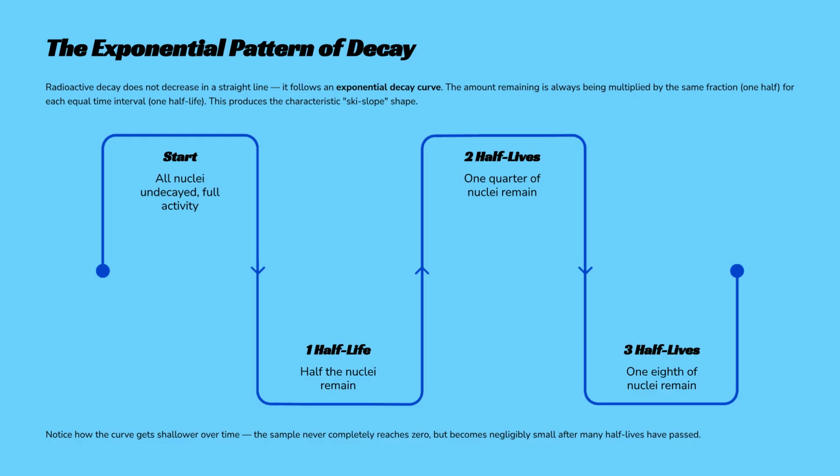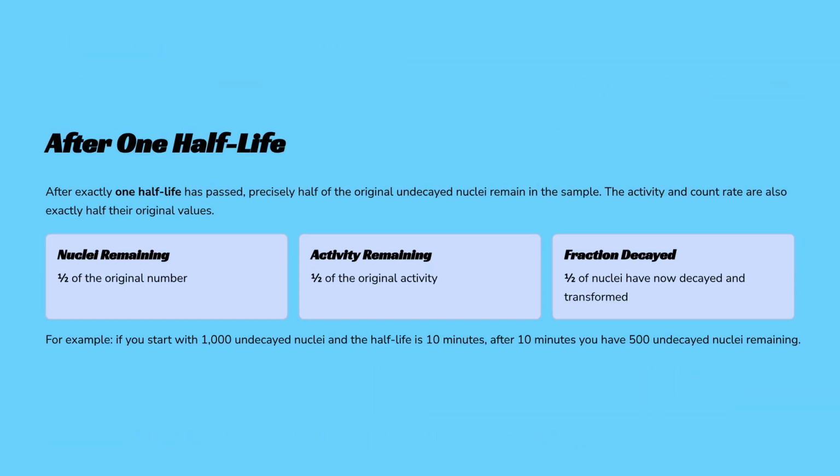Radioactive decay follows an exponential curve, creating a distinct ski-slope shape. In each half-life interval, the remaining amount is halved, meaning the sample never reaches zero but eventually becomes negligible. After one half-life, half of the original undecayed nuclei and half of the original activity remain. Half of the nuclei have now decayed.